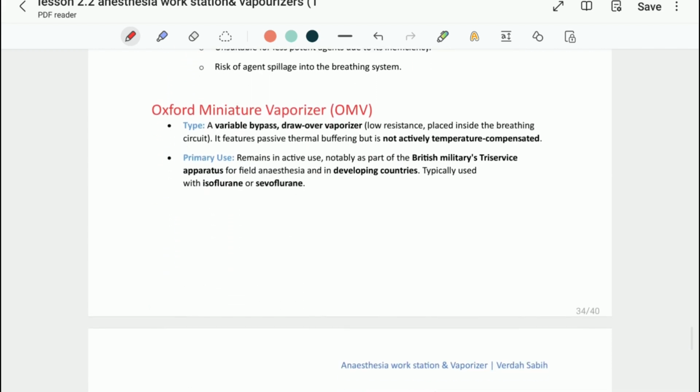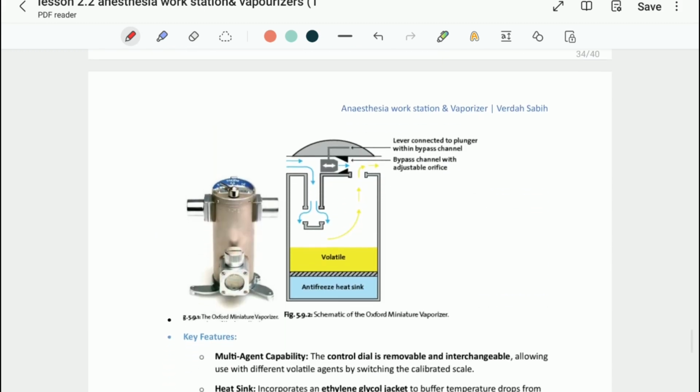Then there is also the Oxford miniature vaporizer, which is also a type of variable bypass draw over vaporizer. That is, it is low resistance and placed inside the breathing circuit. It features passive thermal buffering, but it is not actively temperature compensated. It is primarily used as a part of the British military tri-service apparatus for field anesthesia and in developing countries. It is typically used with isoflurane or sevoflurane.